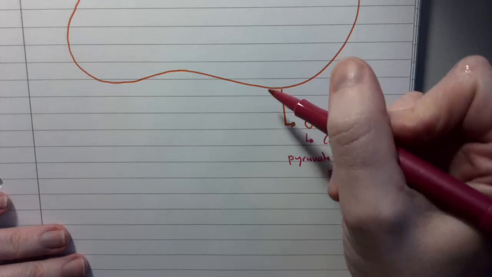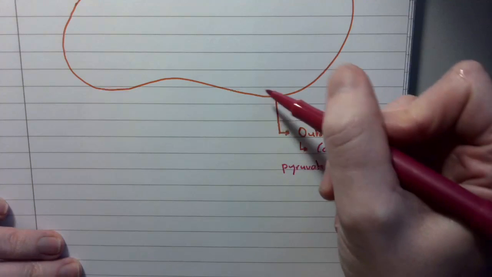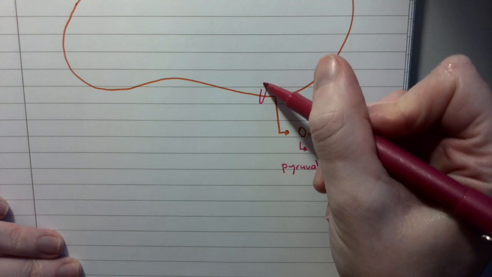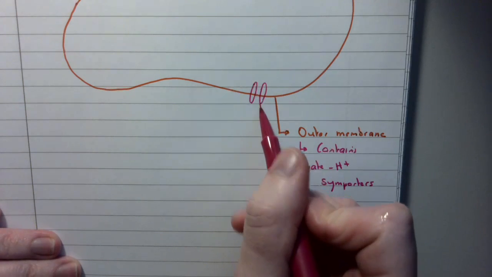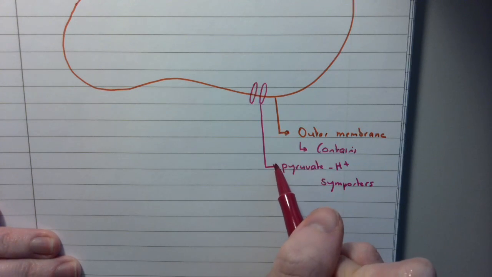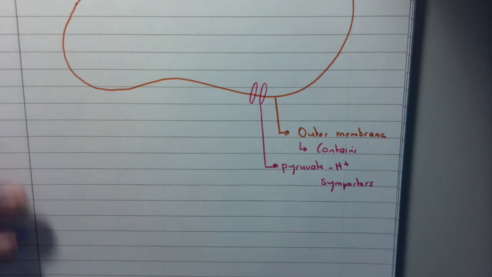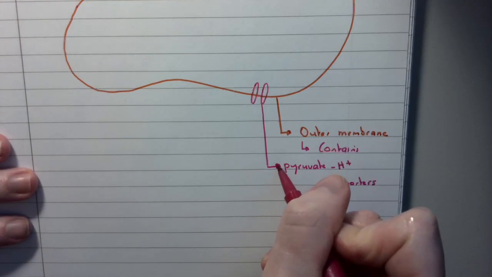So they're going to be in the membrane here. I'm just going to draw one there. So you've got there a pyruvate H+ symporter. So there you go, there's your protein channel.